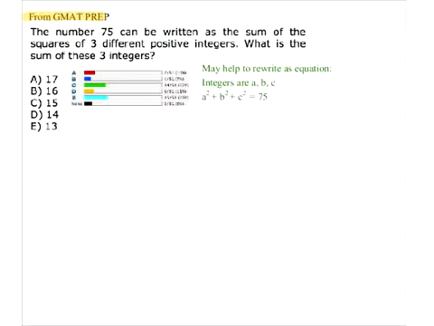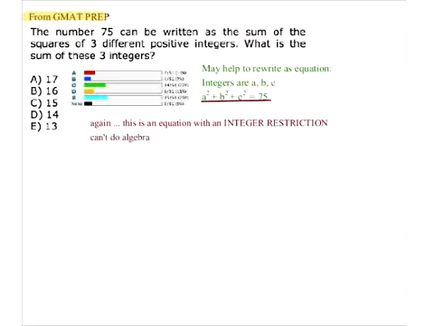I mean, this is not really something you're going to be able to solve with algebra. I think at least you could probably look at this one relatively quickly and say, no way. So you guessed it. You got to do this by plugging. Really no other way to do it. You got to just go through and be organized. So again, this is an equation with an integer restriction. In fact, it's a perfect square restriction. Can't really do algebra. So you have to plug.